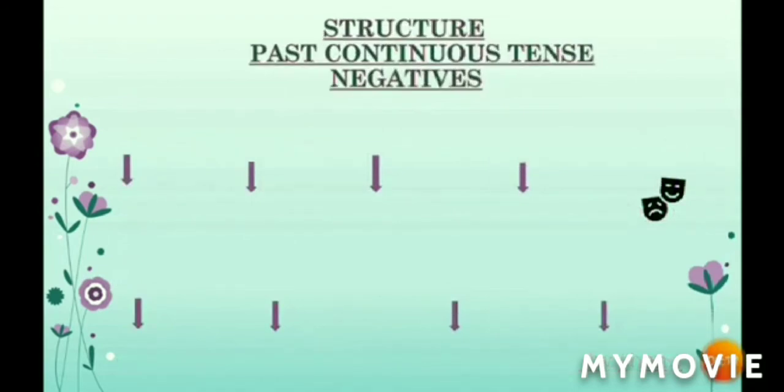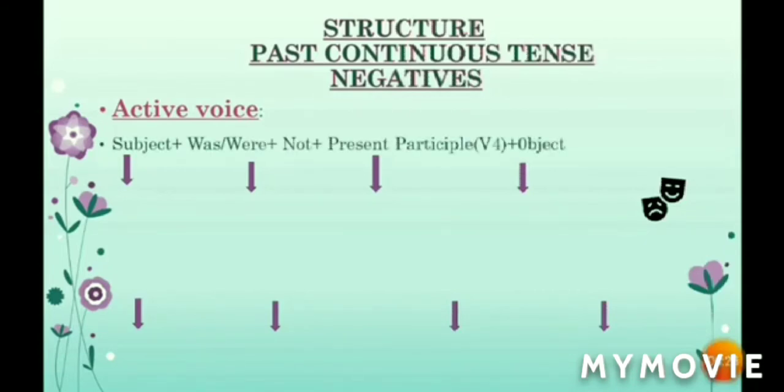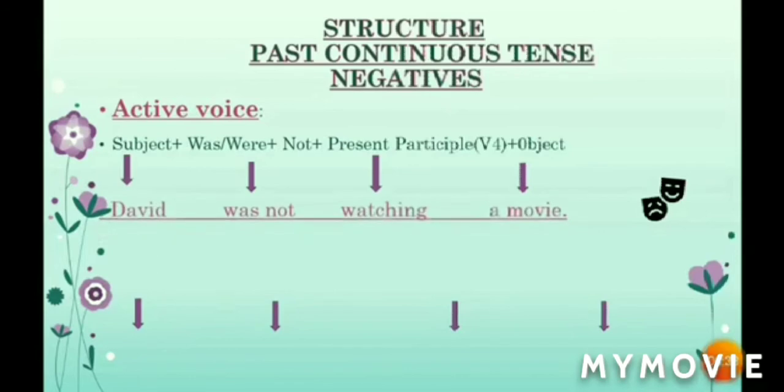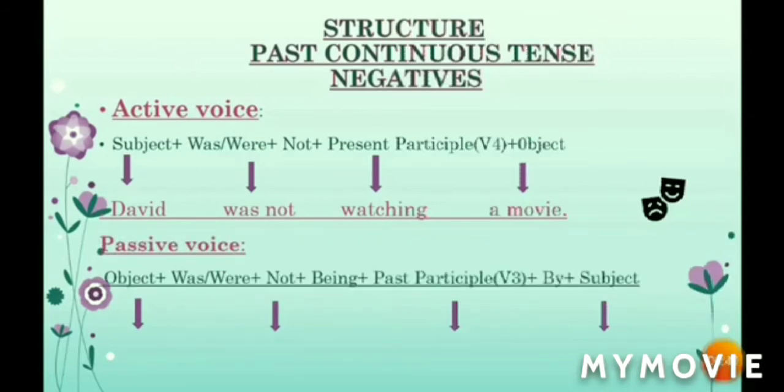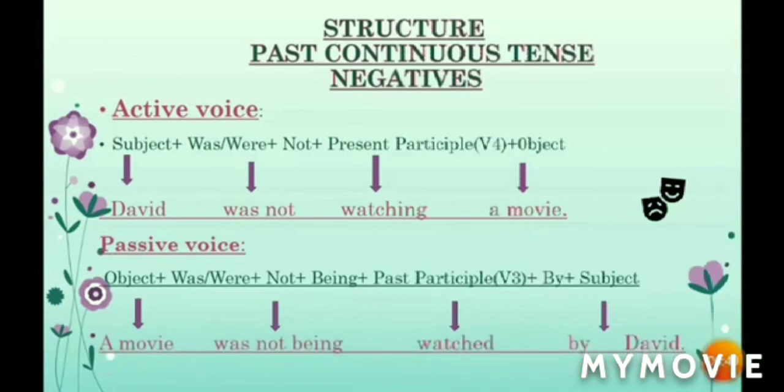Now the structure of the negative sentences of past continuous tense. Just with the addition of not, the rest of the structure is the same. Let's see. Subject plus was or were plus not plus present participle plus object. Example, David was not watching a movie. With the addition of not, the passive structure is object plus was or were plus not plus being plus past participle plus by and then subject. A movie was not being watched by David.